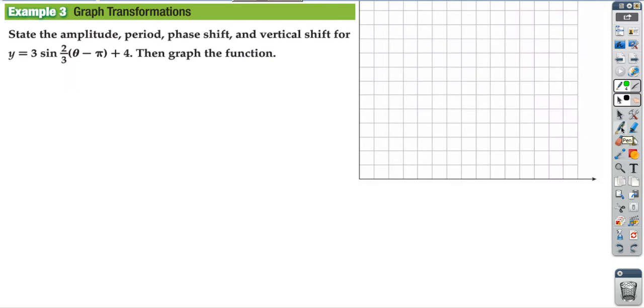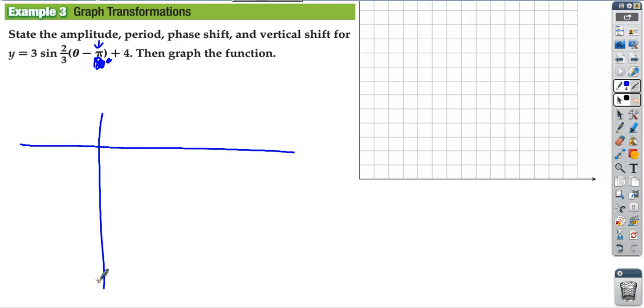We don't want to use the method we used on the other two because it's not going to be easy to tell. So first of all, let's change this into degrees. So that's the same as 180 degrees. It's usually easier to think in degrees. And our first step is to make a table of values.